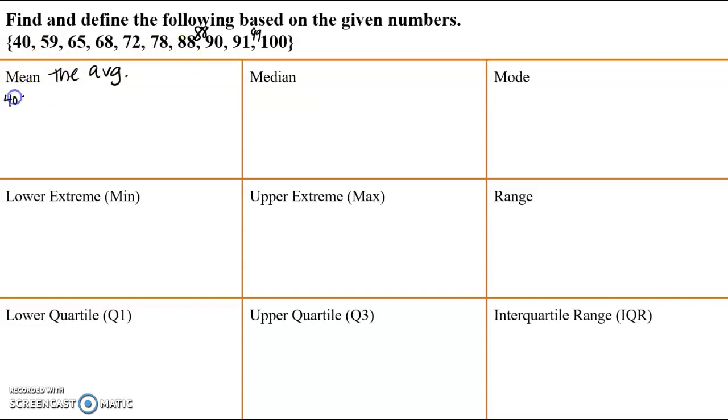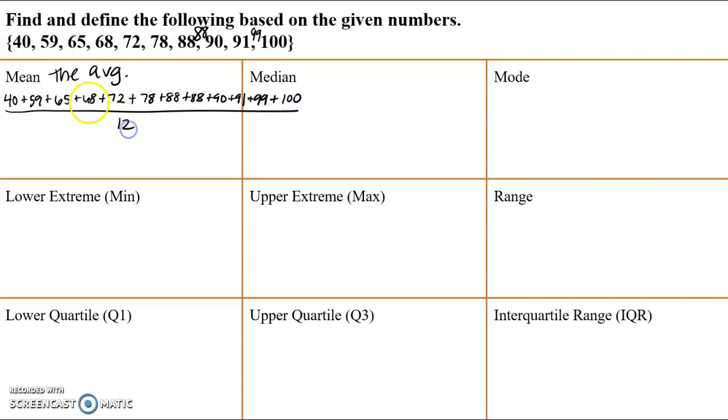So we're going to say 40 plus 59 plus 65 plus 68 plus 72. And you can be doing this on your calculator. Plus 78 plus 88 plus 88. Plus 90, plus 91, plus 99, and run out of room, plus 100. So the average, you add up all the numbers and you divide by how many you have. Well, we have 12 numbers here, so we're going to add all that up and divide by 12.